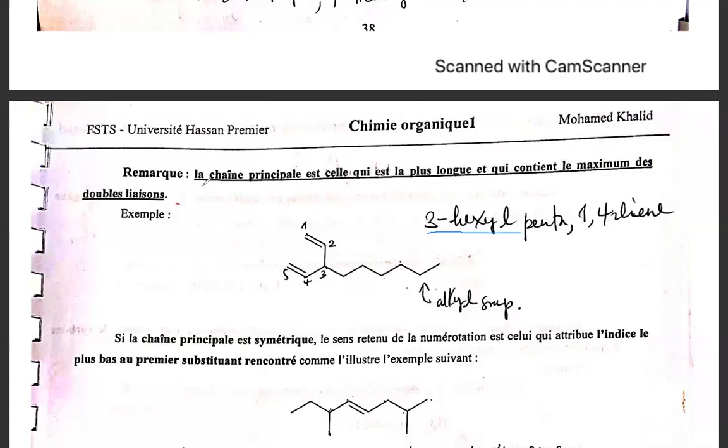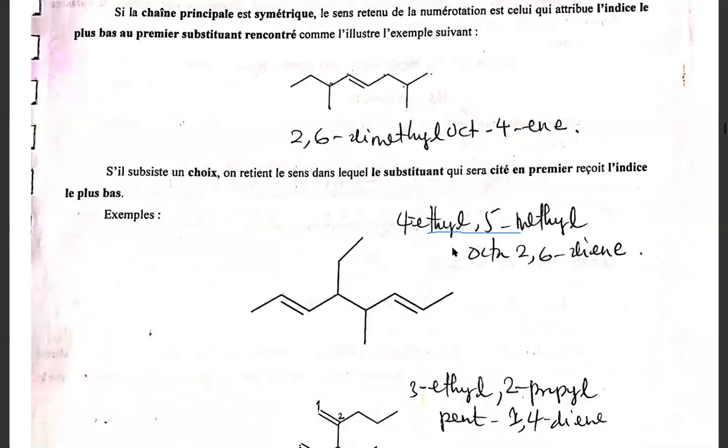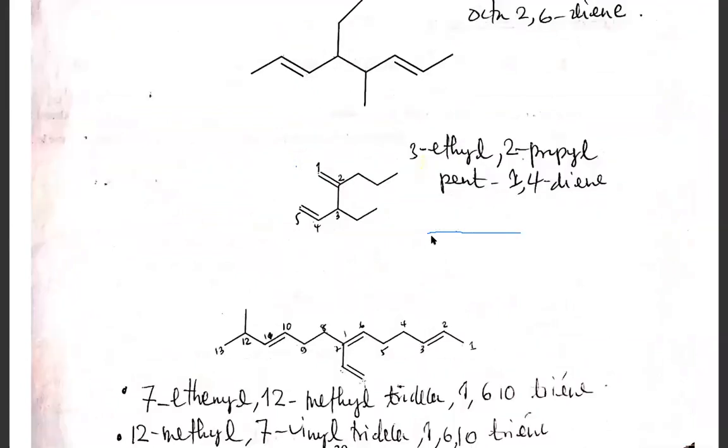Please take note, the main chain is the one that is the longest and that contains the maximum number of double bonds. Okay? So same principle with these ones. So I just go to this, which example? So choose between this example and this one. Which one should we do? This one or this one?